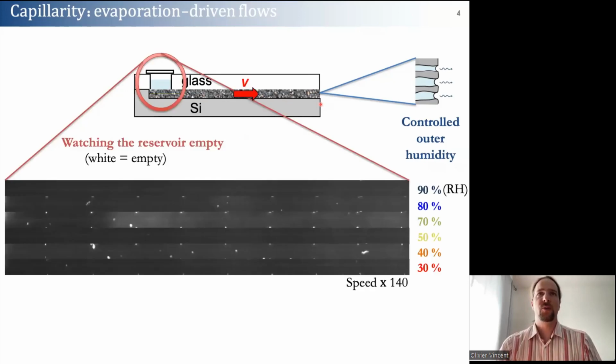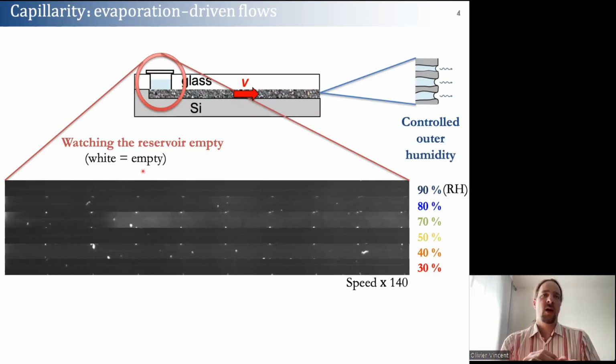And so what we did in terms of experiments with this system is very simple. We fill the system with water. We have the reservoir here. And then we let it dry, or let it sit in an environment with controlled humidity. And again, the only way the water from the reservoir here can leave the system is by evaporation from this surface. And we measure the speed of the emptying of the reservoir to measure the flow rate in the system, basically. And the reservoir is not like sketched here.